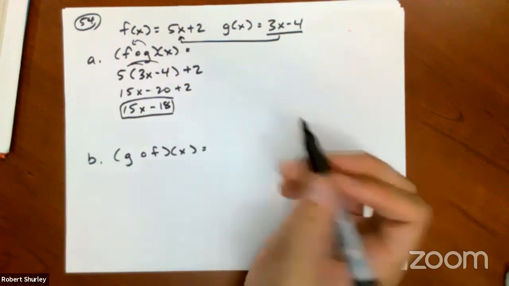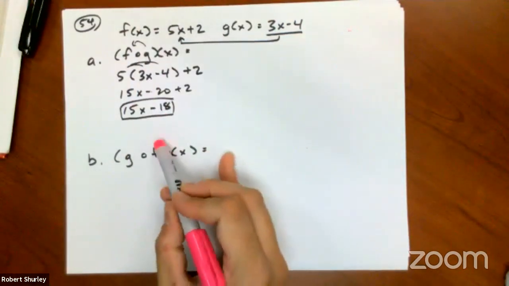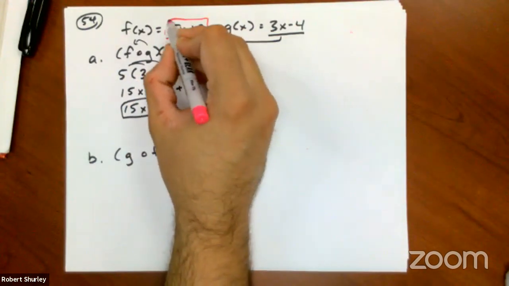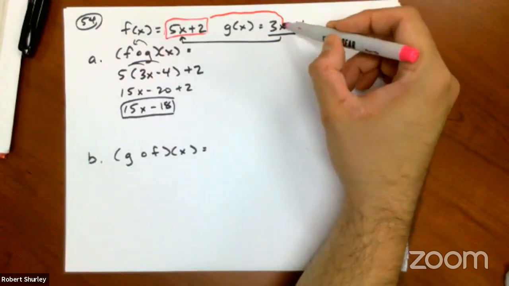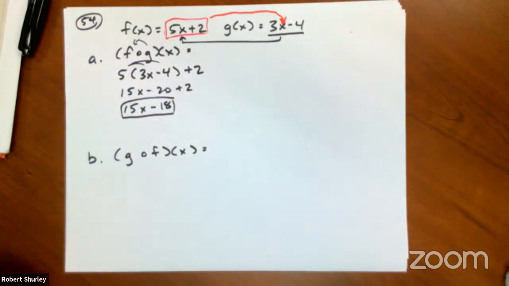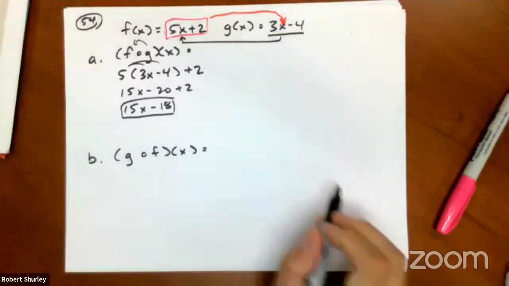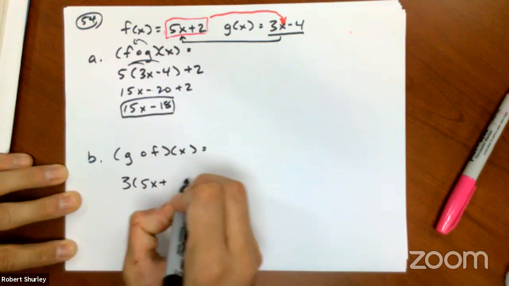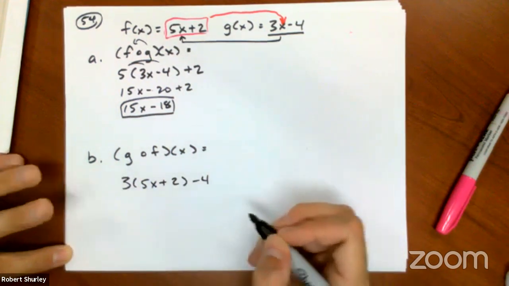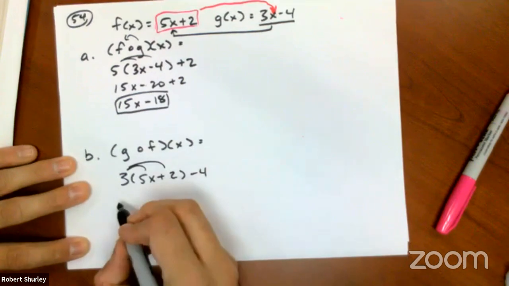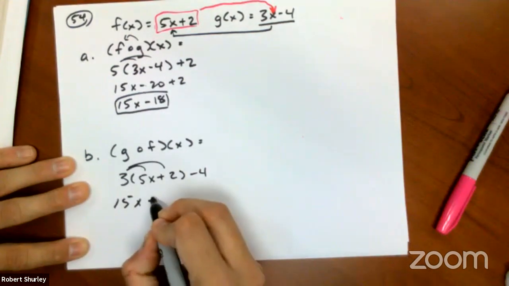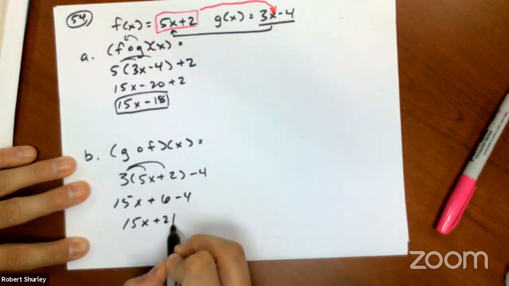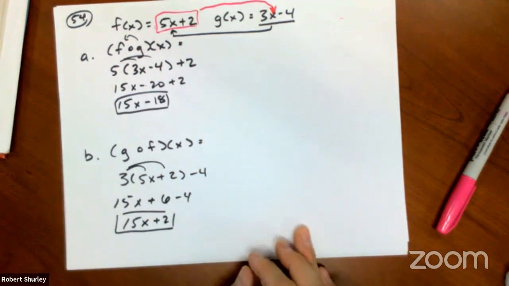And then you're going to do vice versa here. For this one, you're going to put f into g. So I'm going to take the f function and put that into my g function. So I wind up with 3 times 5x plus 2, minus 4. So I wind up with 15x plus 6 minus 4, which is 15x plus 2. Okay?